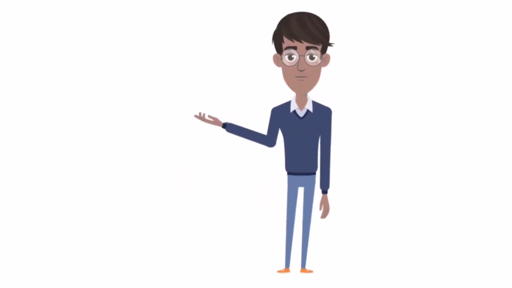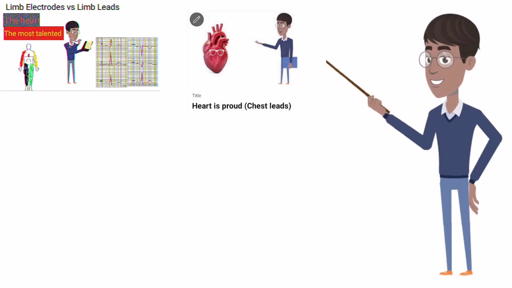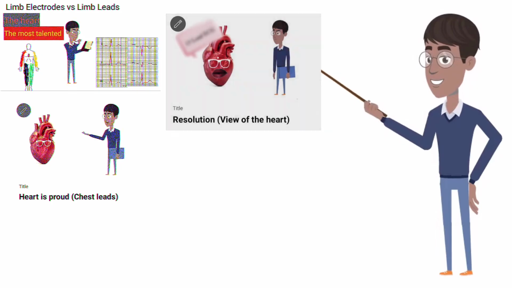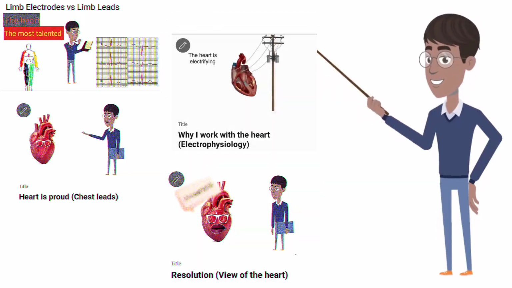In previous episodes, we have talked about the limb electrodes and the 6 leads they produce, the chest electrodes and the 6 leads they produce, the areas in which the leads are looking at the heart, and in the episode before this, we talked about the electrophysiology of the heart.